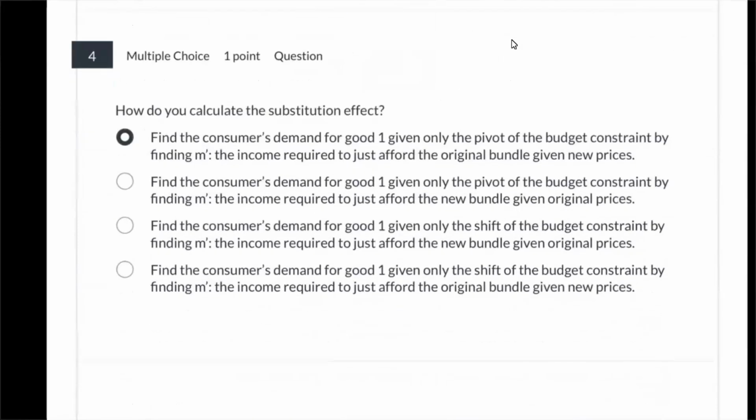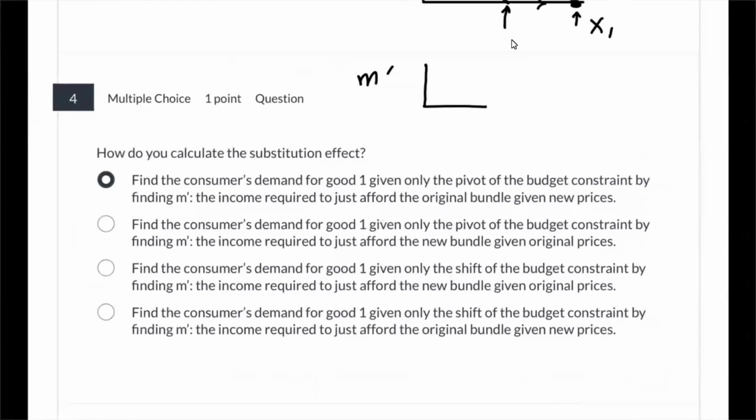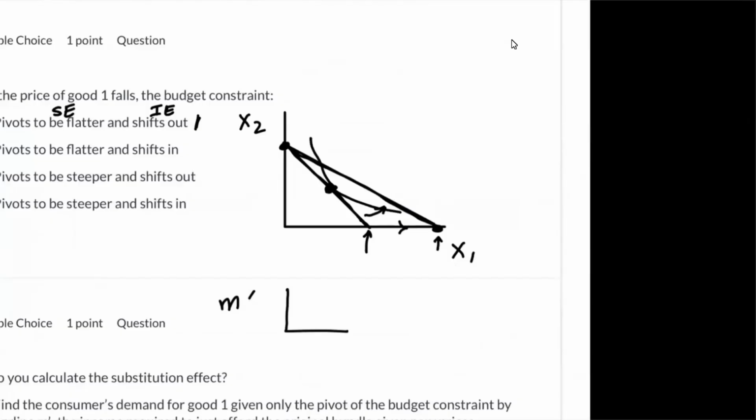And then question 4 says, how do you calculate the substitution effect? So our method is to find m prime. We'll go back to this original drawing. Our choice at the beginning was something like this. Our choice after the change in price is something like this. The total change in the demand for good one because of the price change. And we're going to decompose that total change into 2 effects, which is the substitution effect and the income effect. The substitution effect goes, what if my purchasing power didn't change? Only the relative prices did.